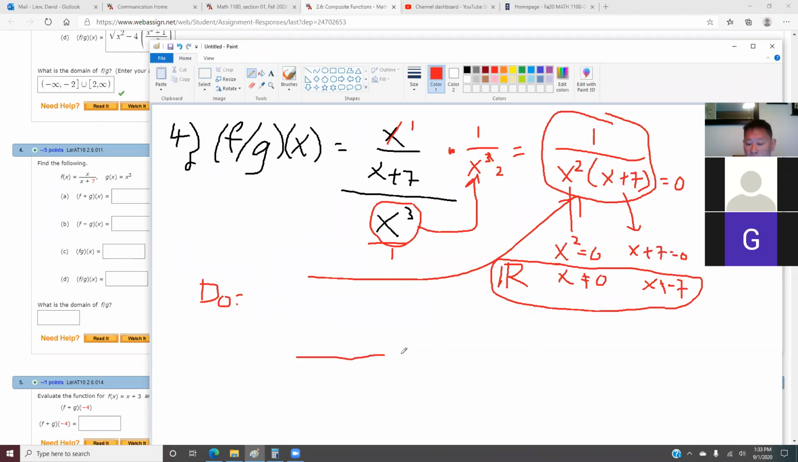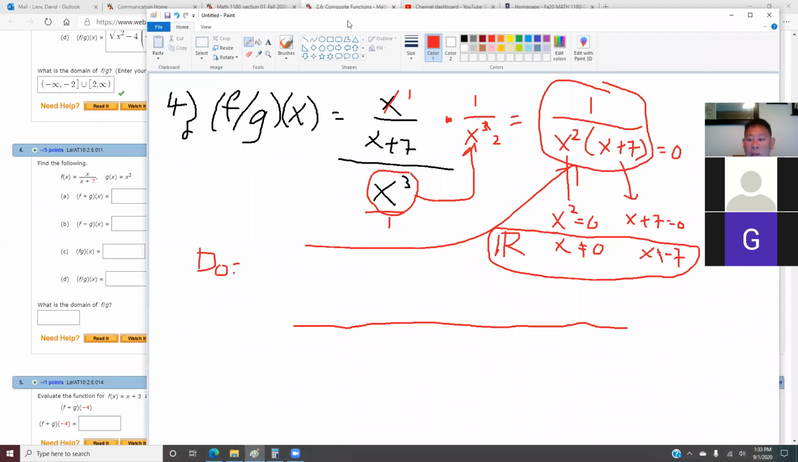As usual, if you don't know how to write things in interval notation, I suggest you start by building a number line. That means your domain here can be every single number, but it cannot be -7 and it cannot be 0. So you will have to write the interval notation three times: one on the left side, two in the middle, and three on the right side.